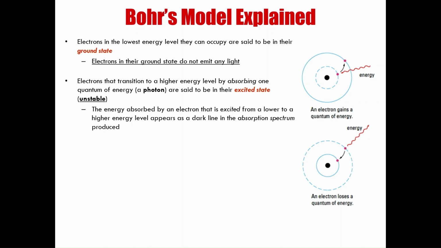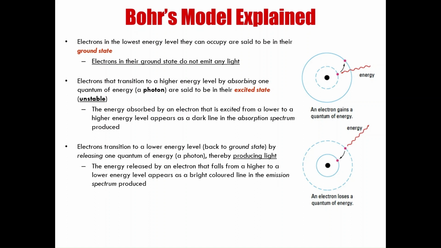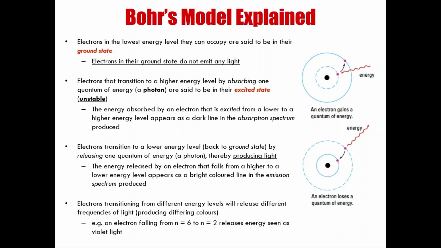When it's in the excited state, it then falls back down to the ground state and releases that quantum of energy as a photon, a particle of light. And usually that particle of light that it's releasing or producing is a specific wavelength, a specific color, a specific frequency of light.